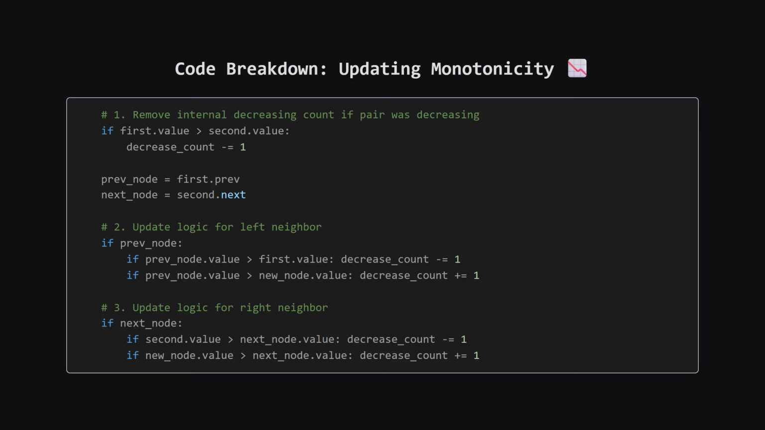This part is subtle but critical. When we merge a pair, we might fix a sorting violation, or we might create a new one with the neighbors. First, if the pair itself was out of order, meaning the first was bigger than the second, merging them removes that violation, so we decrease the count. Then, we look at the left neighbor. If the left neighbor was bigger than the old first node, that was a violation that is now gone, so we decrease the count. But, if the left neighbor is bigger than our new underscore node, we've created a new violation, so we increase the count. We do the exact same logic for the right neighbor. This keeps our decrease_count accurate without scanning the whole list.